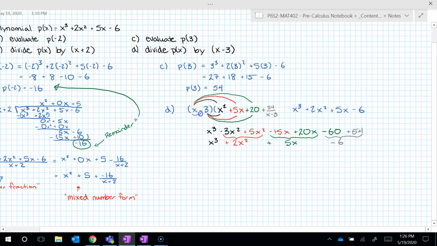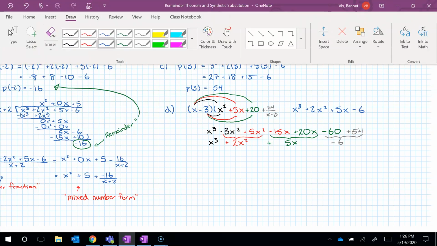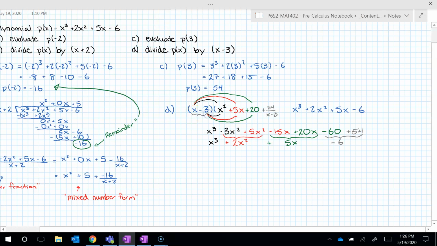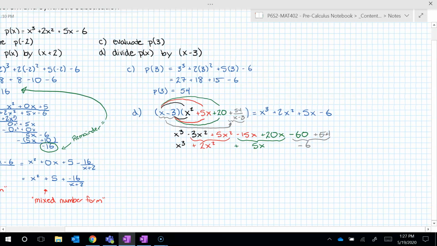So this whole thing, nope, I want to do this in gray, keep my colors consistent. I'm doing that whole thing times that whole thing. When I do that multiplication, I will get this, x cubed plus 2x squared plus 5x minus 6. Just think if I did this, x times x squared is x cubed, negative 3 times x squared, negative 3x squared. X times 5x makes 5x squared. Put those together, I get the thing I want. Keep going down the line, I'll get that whole piece out.